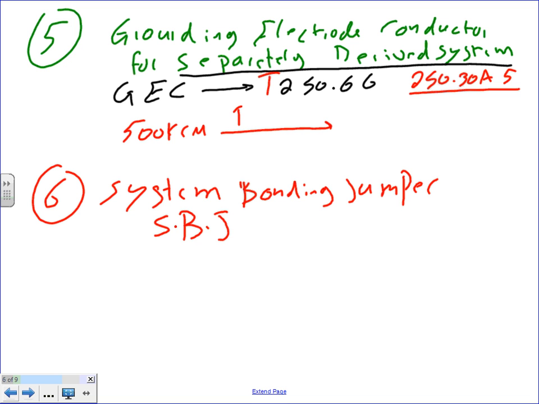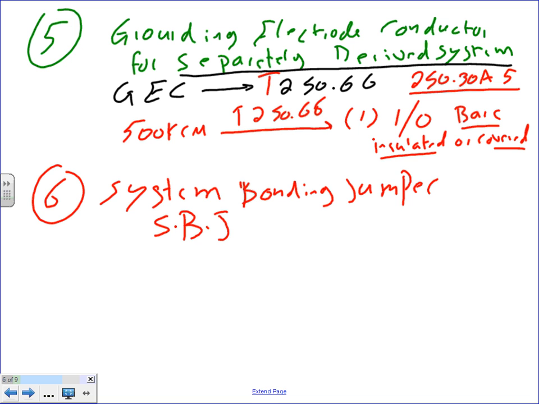You take this one to Table 250.66, and I got one conductor, 1 aught. It could be bare, insulated, or covered. Bare, insulated, or covered. Your choice. In a building like this, most likely it would be insulated, guys, identified as green, and going all the way to the grounding electrode conductor. Ashley, did we do it right? Did you guys check?